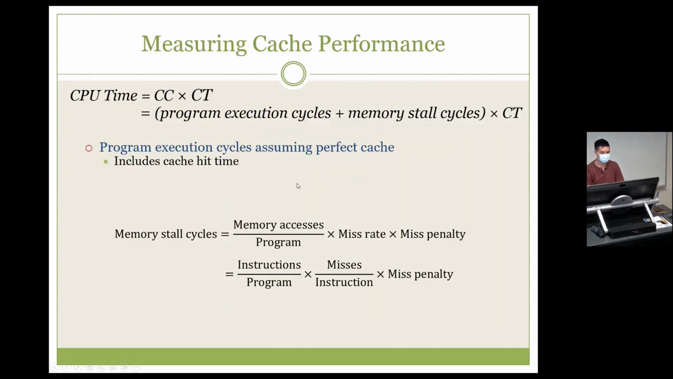Okay. So here we want to measure cache performance. This is our equation. CPU time is clock cycles times cycle time. Basically the number of cycles times how long the cycle is. Now we can break this up into something like this. We have program execution cycles plus memory stall cycles, and that's our total clock cycles.